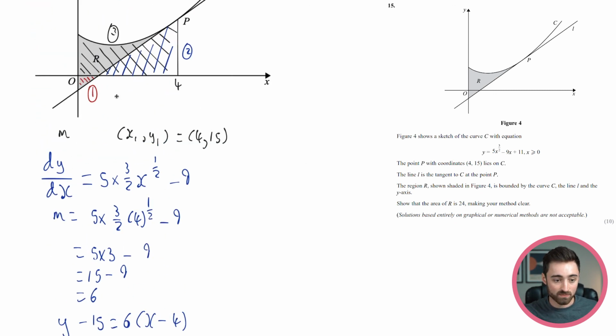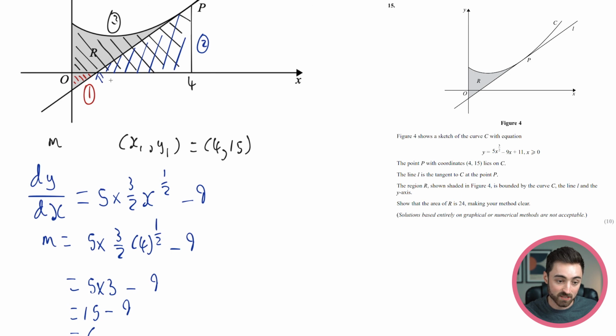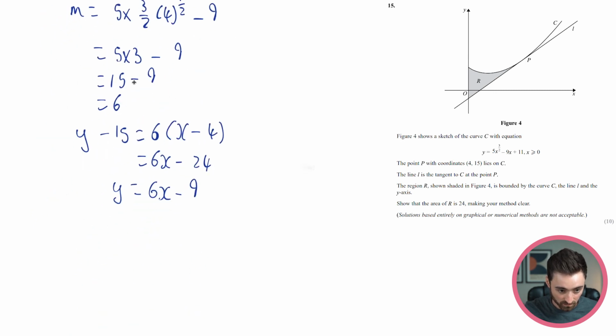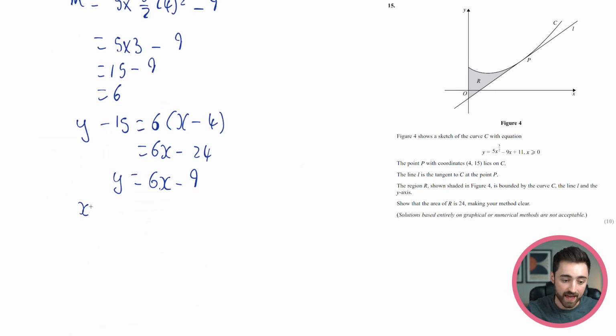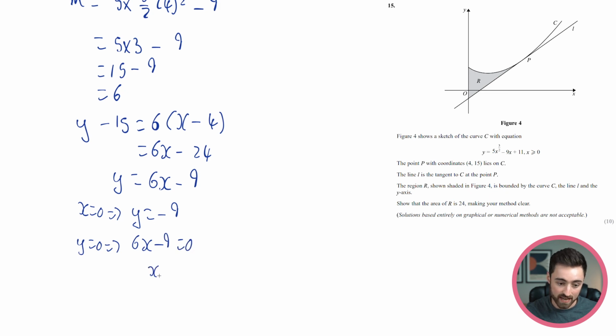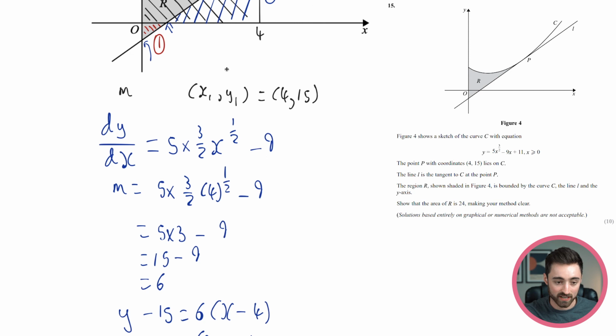Now, as I said before, it would be fantastic if I had this point and this point. So what I'm going to do is sub x and y equals 0 in respectively to get where it hits the axes. In this equation here, x equals 0 implies that y is equal to 0 minus 9, so minus 9. y equals 0 implies that 6x minus 9 equals 0. In other words, x is equal to 9 over 6 or 3 over 2. Okay, so x is 3 over 2, y is minus 9. Let's get them on the diagram.